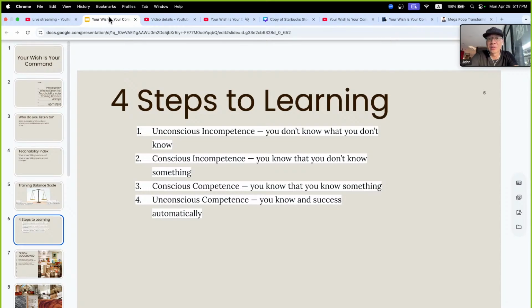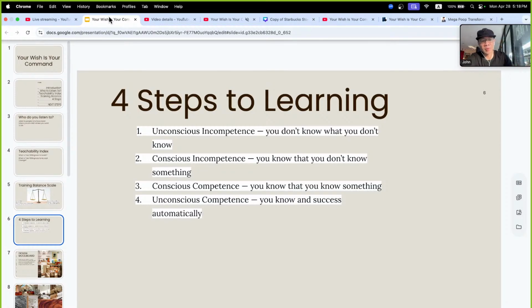Next is conscious incompetence. You know that you don't know something. And that right there, I kind of share with you, oh, there's something off your radar screen right now. Chronic constipation will deter you from reaching your weight loss goals. Next, you have conscious competence. You know that you know something, all right? And four, you become unconsciously competent. You know, and success is automatic.